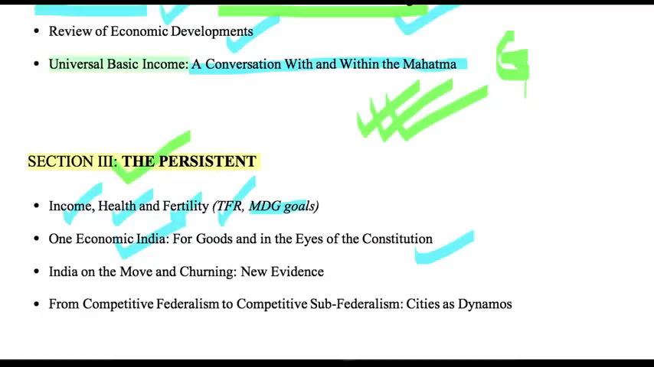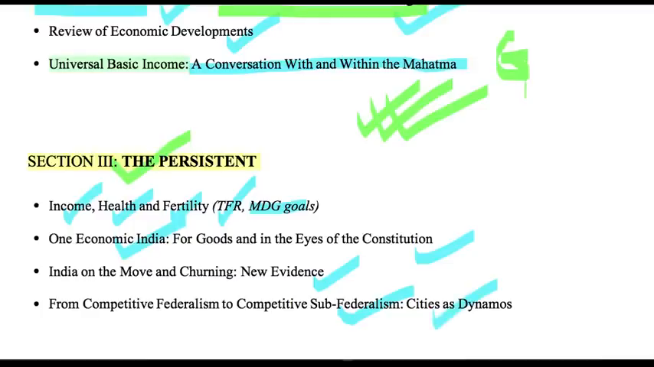Then, India on the Move and Churning: New Evidences. It deals with how nowadays a lot of people have migrated from rural areas and small cities to metros and big cities. So how to deal with it? It deals with that. So, from competitive federalism to competitive sub-federalism, that is, cities as the dynamo. It says that we have cooperative federalism, and we also have competitive federalism, wherein we compete with other states to perform better, but the spirit of competition should also be there at the level of cities, so that they can improve.